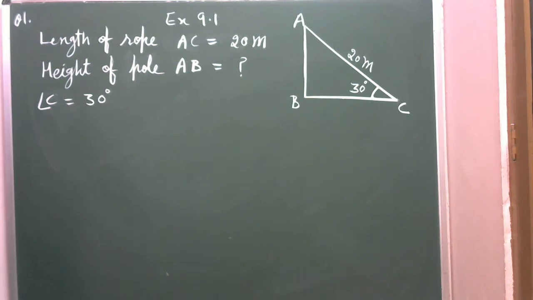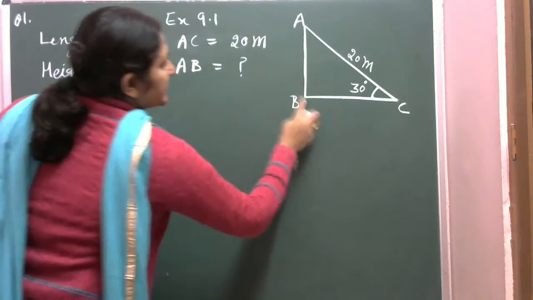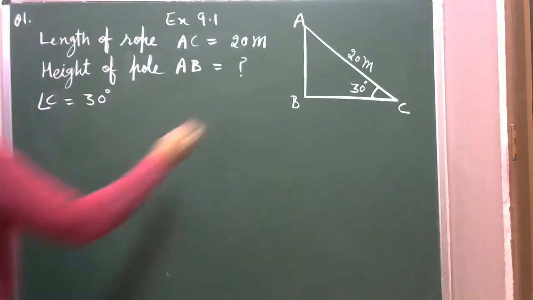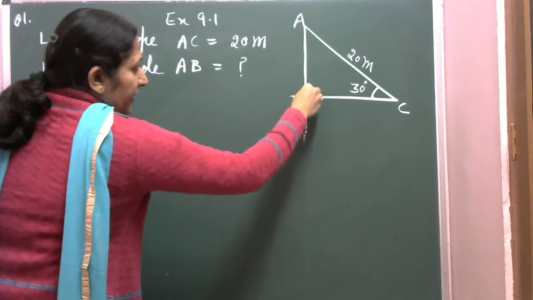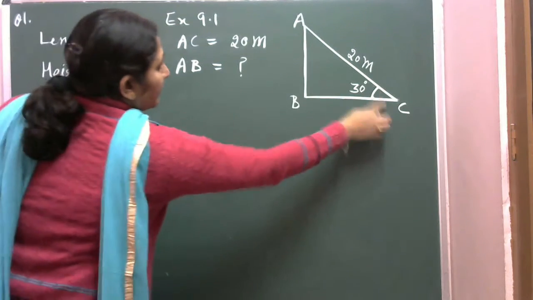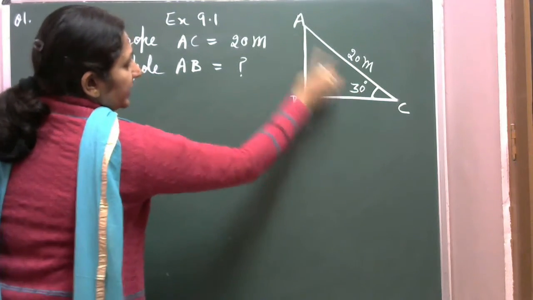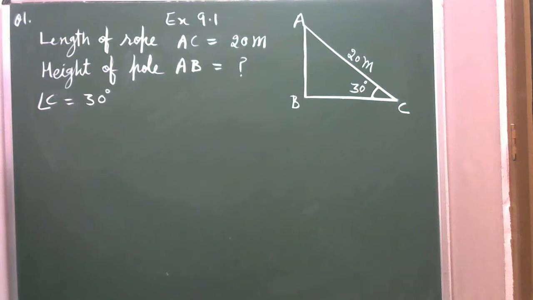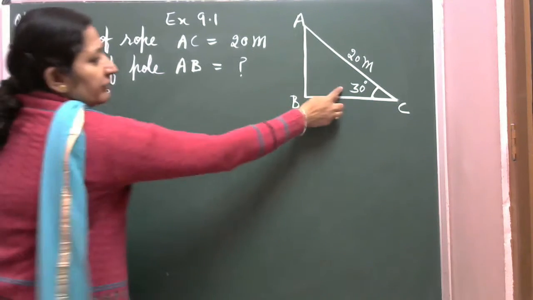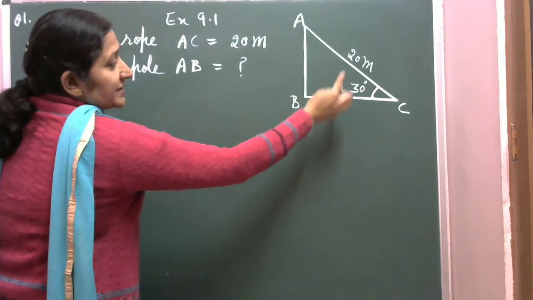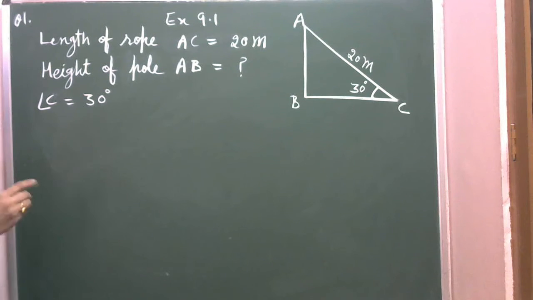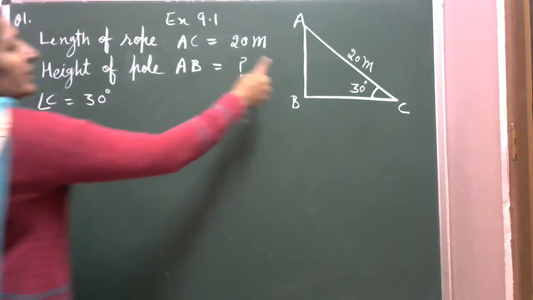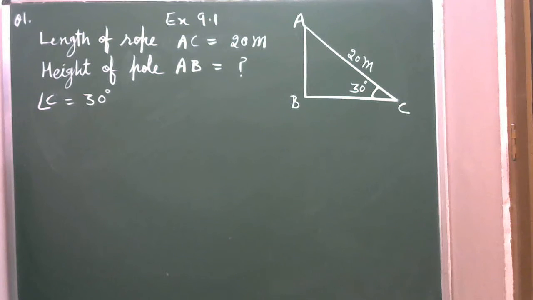Now use T ratios here. You don't know the value of BC. Which ratio is it in which we can find out AB, and we know the hypotenuse. According to this angle 30 degrees, AB is the perpendicular, the side opposite to the given angle. So AB here is the perpendicular. Which formula is there in which we use perpendicular and hypotenuse? That is sine of theta.